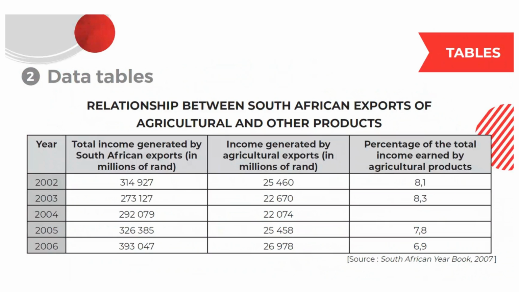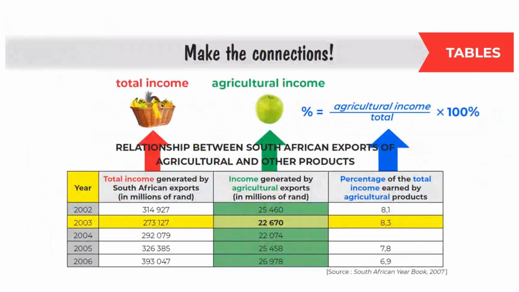Data tables obviously look a little bit different, with a lot of information. So this was a snippet taken from one of our books, and it shows the relationship between South African exports of agricultural and other products. So how should your learner interpret this? Again, remember, pencils, highlighters, best friends. So what they could do is highlight the year, and for any question that is related to a year, they would highlight the entire row. Then the different columns obviously represent different things.